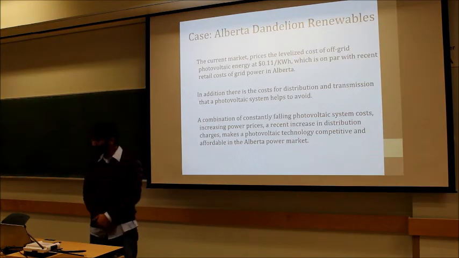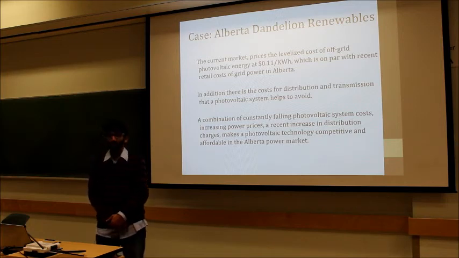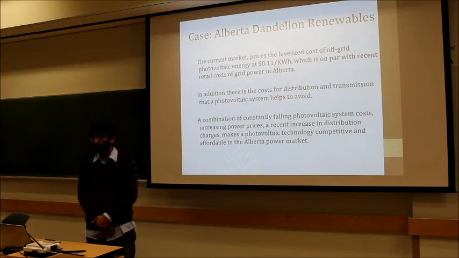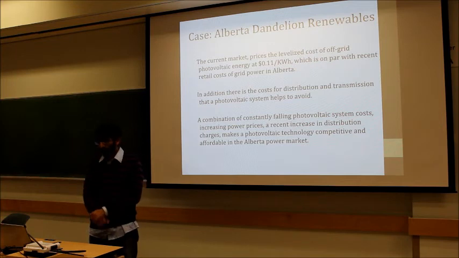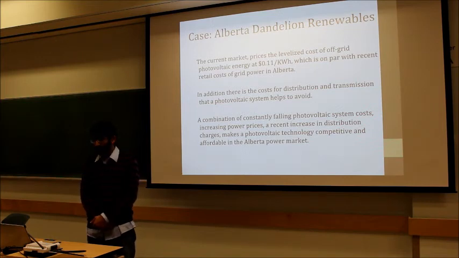One company that encourages the usage of standalone off-grid systems is Dandelion Renewables, which is situated in Alberta. The current market prices the levelized cost of off-grid photovoltaic energy at $0.11 per kilowatt hour, which is on par with recent retail costs of grid power in Alberta. In addition, there are the costs for distribution and transmission that a photovoltaic system helps to avoid.